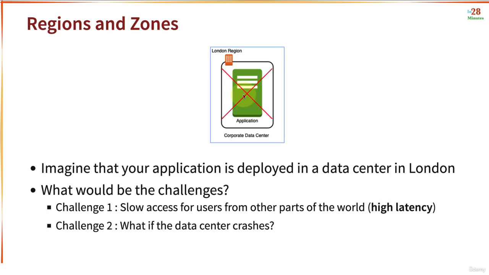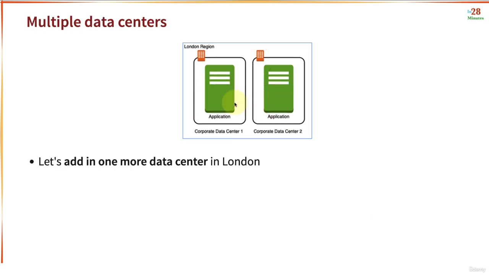Number 2, let's imagine a scenario where this data center crashes. Because we have just one instance, the application is no longer available. Your application goes down. So your application has low availability. Now think about this. What can we do to improve this situation? What we'll do is add one more data center in London. We have one data center in London, so we are adding one more. So we have corporate data center 1 and corporate data center 2.